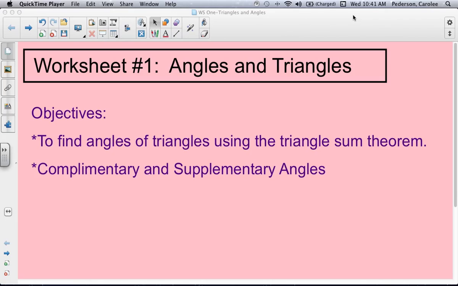This is worksheet number 1. Our focus today is on angles and triangles, using the triangle sum theorem and finding complementary and supplementary angles.